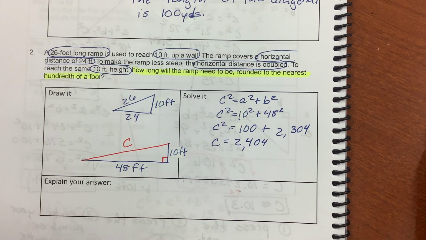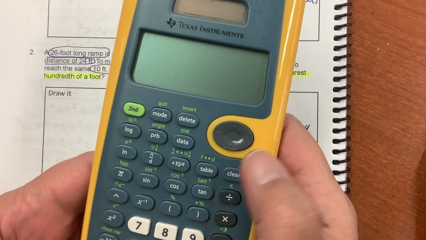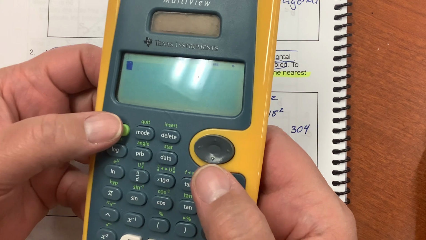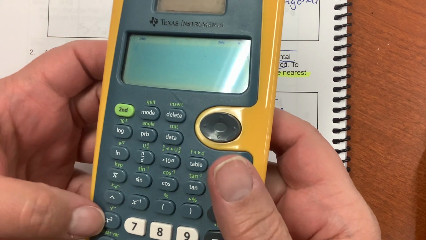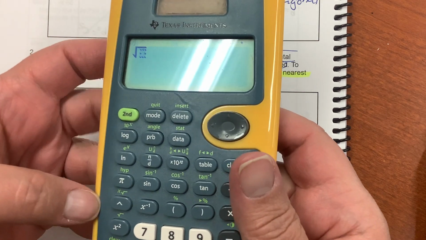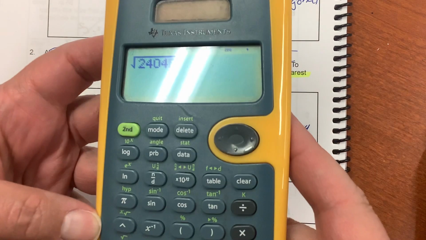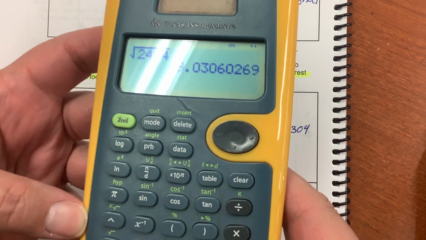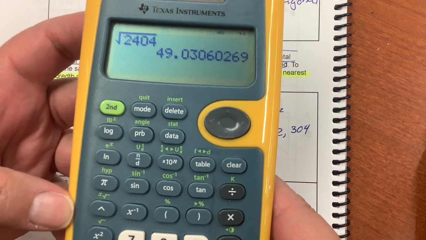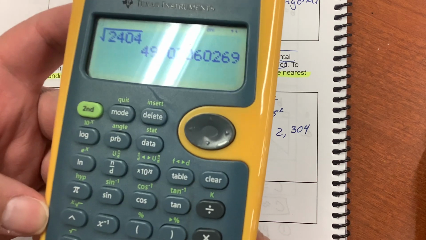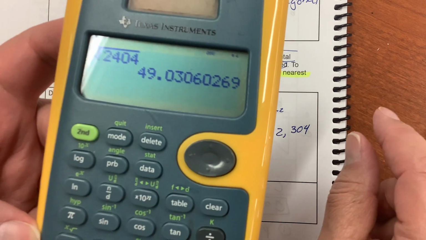So I'm going to take my calculator, and I'm going to put it here where you could see it, and I'm going to clear it up. So second x squared, to give me my square root sign, 2,404, correct? Yeah. And when I press that, I get, oh, dear goodness me, look at that very long, crazy number. And I need it to the nearest hundredth. So the 3 is in the hundredths place.